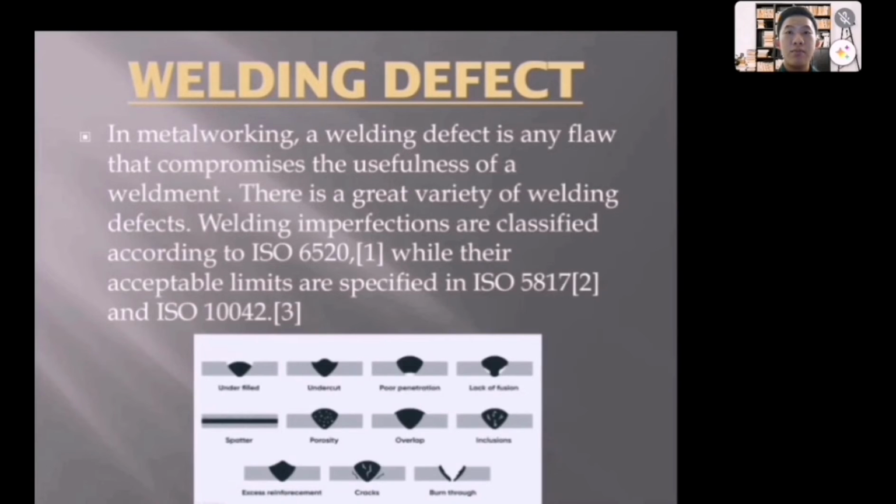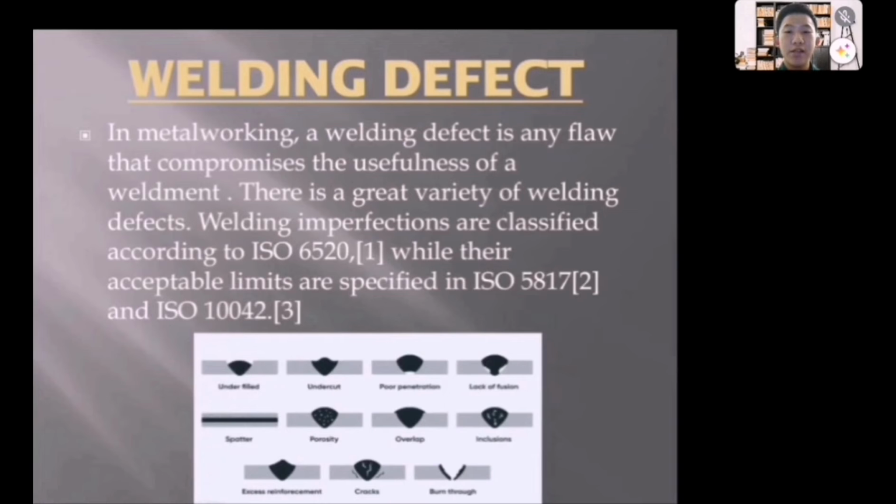In metalworking, a welding defect is any flaw that compromises the usefulness of a weld. There is a great variety of welding defects. Welding imperfections are classified according to ISO 6520/1, while the acceptable limits are specified in ISO 5817/2 and also ISO 10042/3. Below are pictures of the types of welding defects.